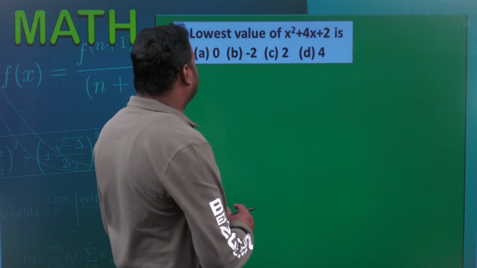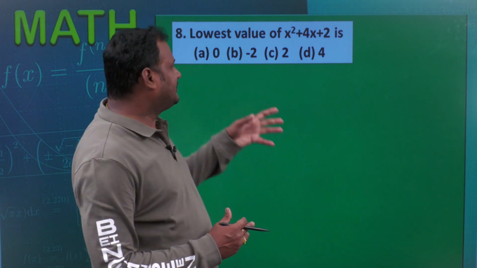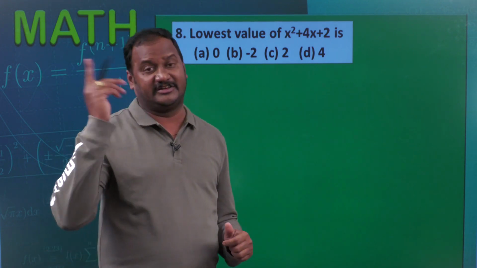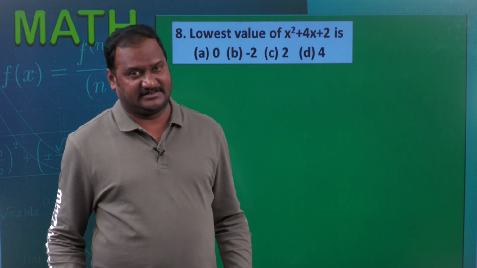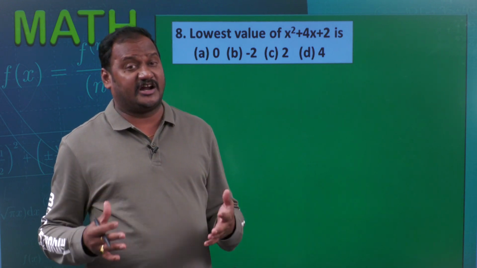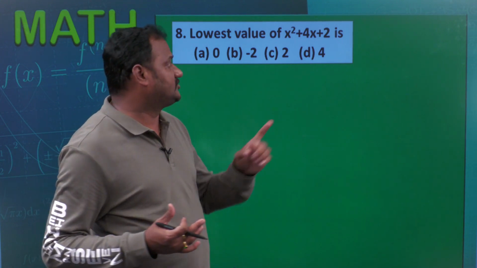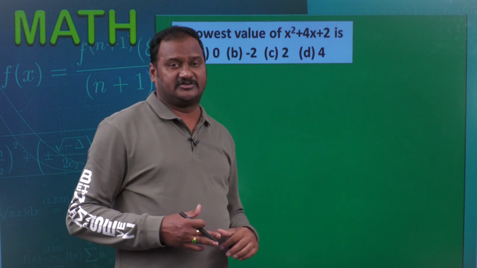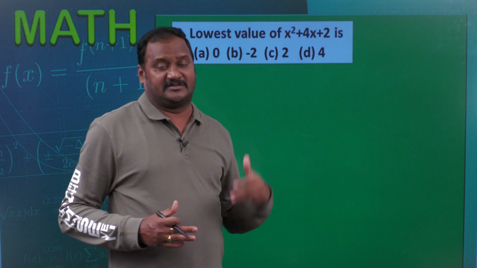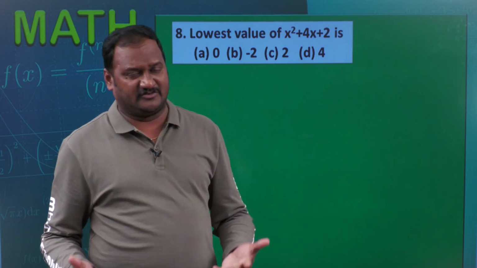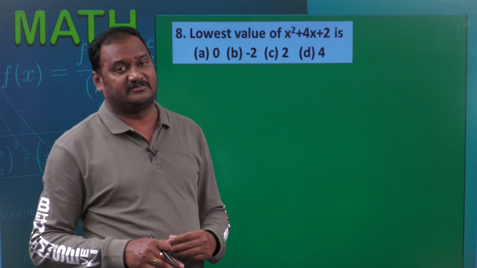Here the next problem is, what is the lowest value of x square plus 4x plus 2? In order to solve these kind of problems, you will have to think in which way we will have to start, because how to start is a major thing that everybody has to figure out. This is nothing about sum of roots, sum of zeros or product of zeros or finding a quadratic polynomial, something like that. We are going to find what is the least value of this polynomial.